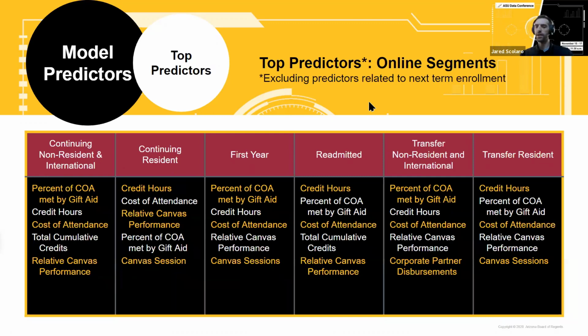I also looked at this for online segments. For example, for online first years, you've got what percent of their costs are met by gift aid, how many credit hours they are enrolled in, their cost of attendance, and their relative Canvas performance, meaning how they are scoring on assignments relative to some of their peers in the same courses. It's kind of a Z-score: how close are you to average? Are you above average or below average for your performance? And then this one happens to be how many times you actually log in and are active in Canvas.